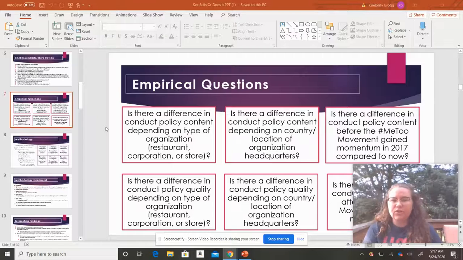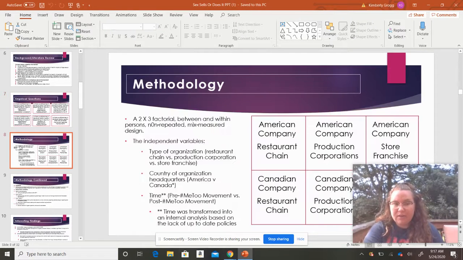So the next step in research is taking what questions you have and turning it into something that looks a little bit like this. So this is my methodology here, and this is a way that you can graph out the things that you're going to want to compare to each other. My research was a 2x3 factorial between and within persons non-repeated mixed measure design.